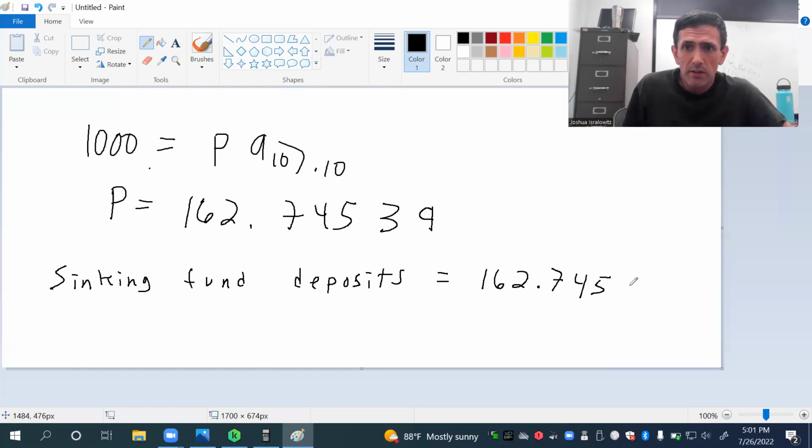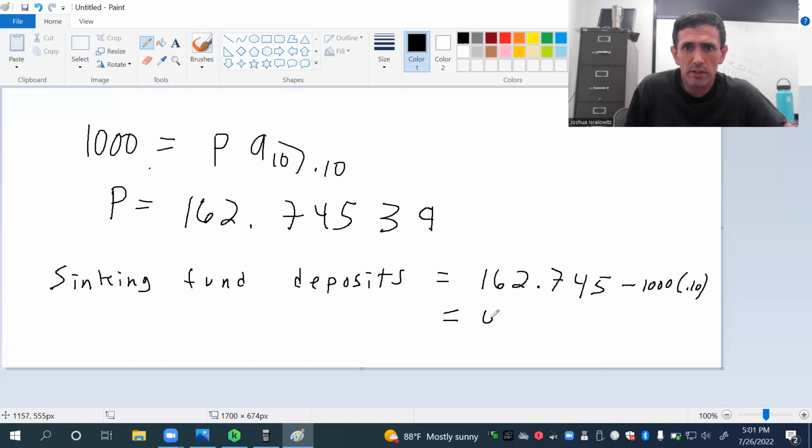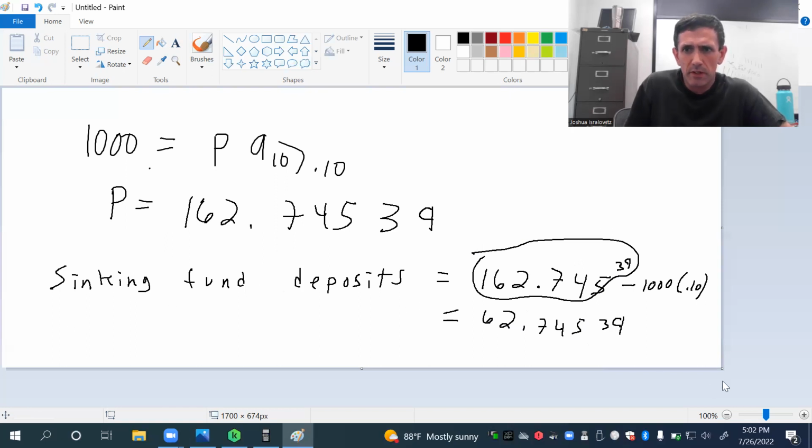So, 1,000 times 10% is 100. Subtract off 100, and you get 62.745 39, that is, 62.74539. These are my sinking fund deposits.